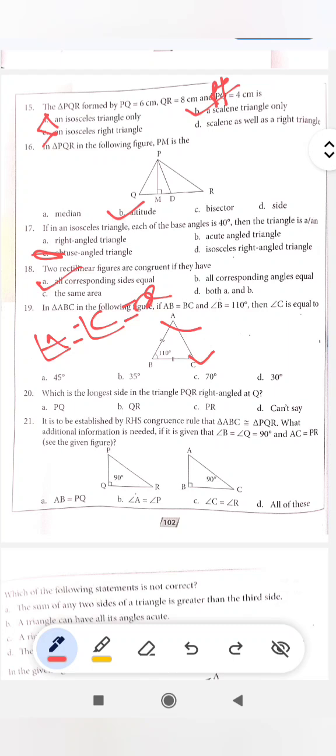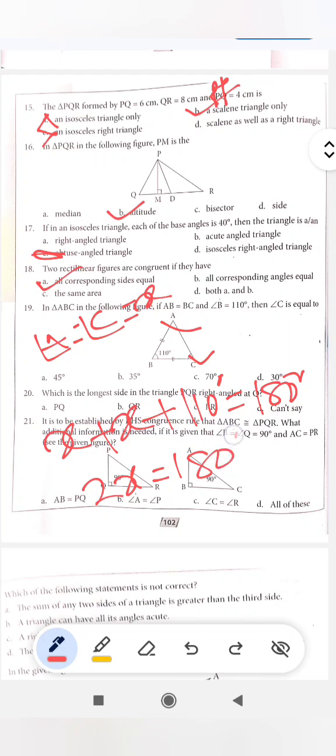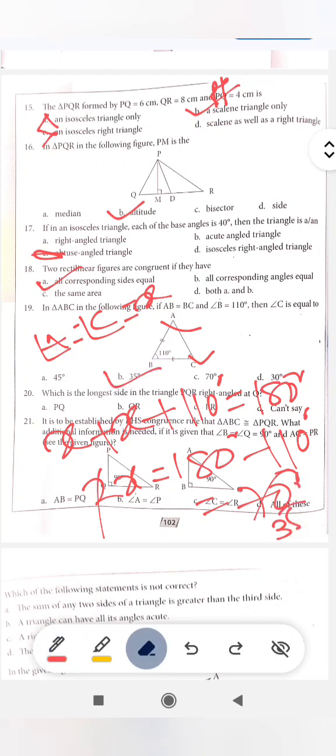So what is the value of angle C? According to the angle sum property, we know that the sum of all three angles of the triangle is equal to 180 degree. So 2x is equal to 180 degree minus 110 degree, that is equal to 70 degree. So x is equal to 35 degree. Option B is the correct answer.